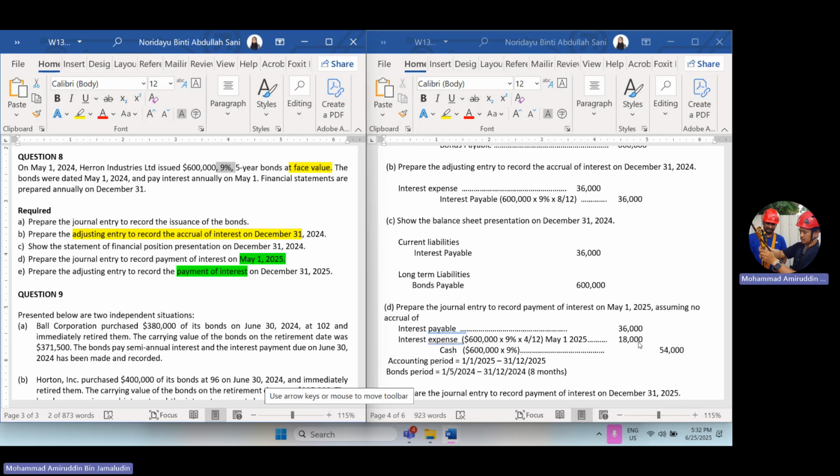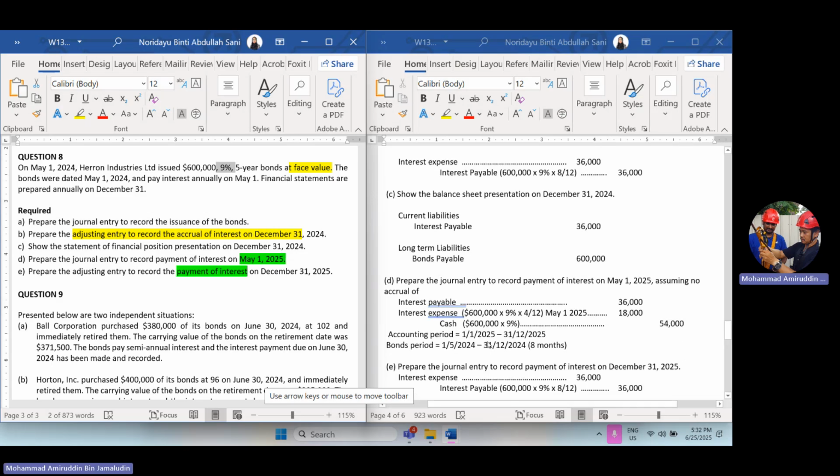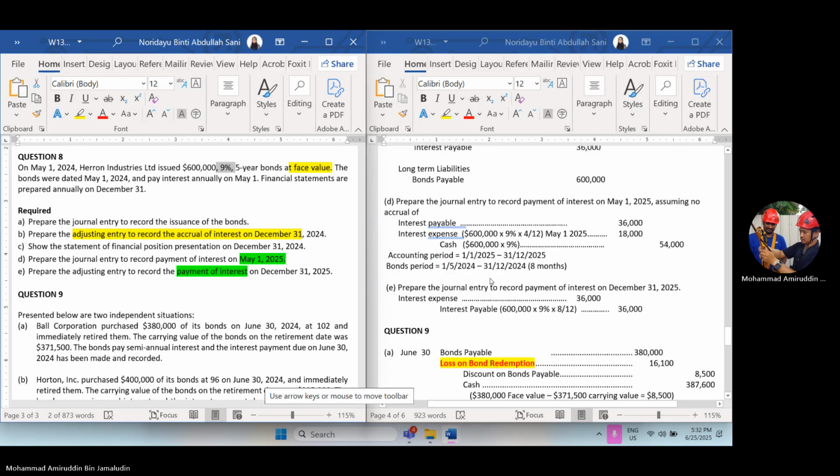So how much do you need to pay for the interest? 54,000. Then at the bottom here, I show you this thing. Prepare the adjusting entry to record the payment of interest on December 31st, 2025.